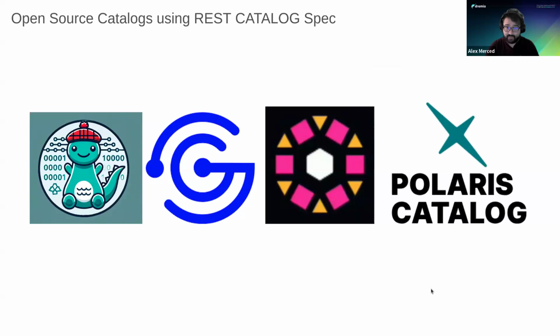There's many catalogs that support the REST catalog, and these are many of the catalogs that we'll talk about throughout this course, such as Nessie, Gravitino, Unity, and Polaris catalog. We'll talk about all of these more in depth. We'll talk about Nessie and Polaris in the next session of this course later in November, and then we'll talk about Gravitino and Unity in the final session of this course later in the year.